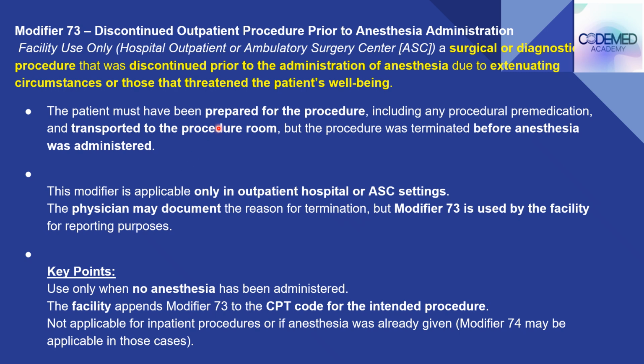So the patient must have been prepared for the procedure, including any procedural pre-medication, and transported to the procedure room, but the procedure was terminated before the anesthesia was administered. These are very, very important words. And what are the key points? Use only when no anesthesia has been administered. The facility appends modifier 73 to the CPT code for the intended procedure. It is not applicable for the inpatient procedure, very important, or if the anesthesia was already given, because for that we have modifier 74. So please go through the theory again.